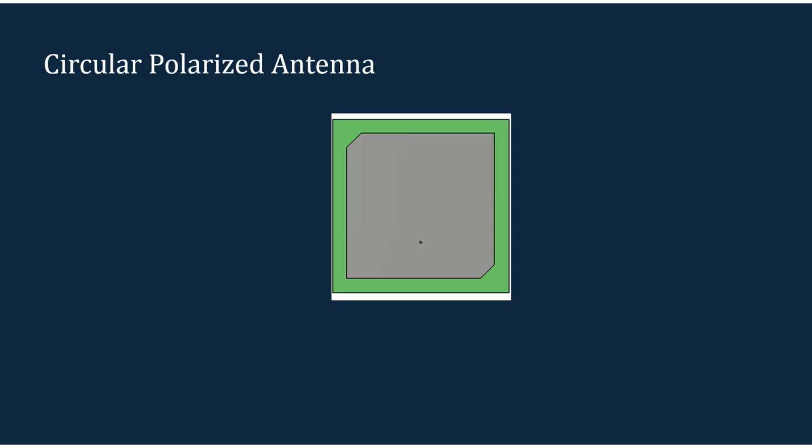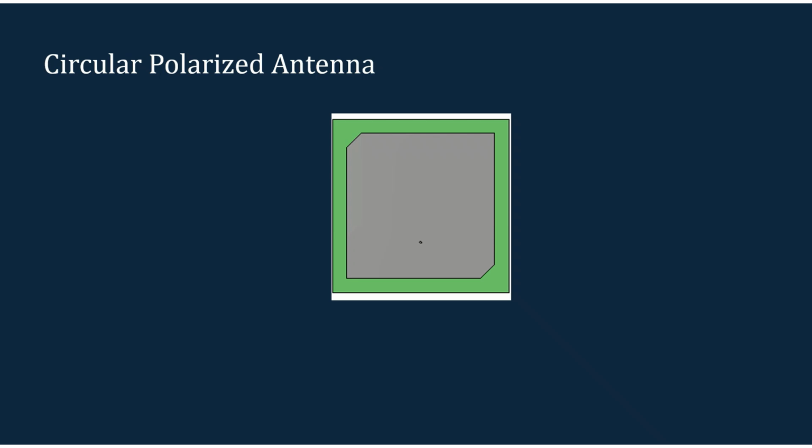Hello, in this video we are going to see the importance of circularly polarized antennas and how we can achieve circular polarization. We usually have seen these types of truncated patch antennas, which are used for circular polarization.